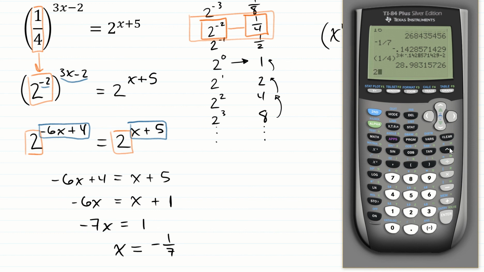2 raised to the power of, let's go get that fraction negative 1/7. Can I get it up here? Let's not risk it. I think I can. Maybe I will. Oh, that looks better, doesn't it? That's negative 1/7 plus 5. Enter. You see what I see? 28.9315. All the digits on this display are the same.